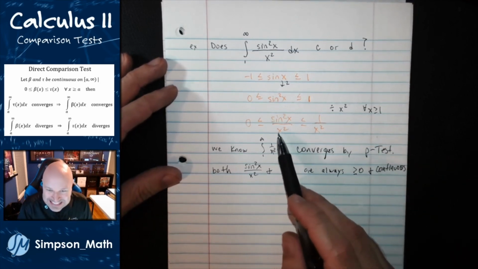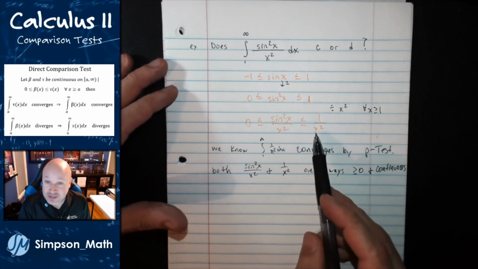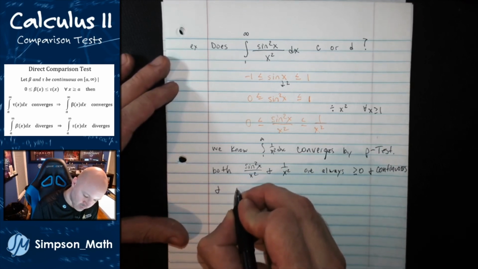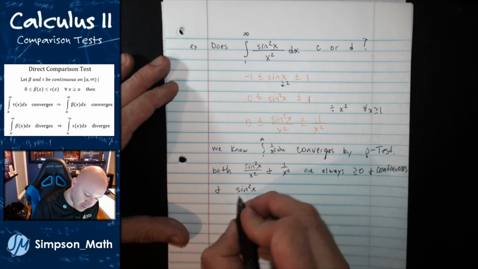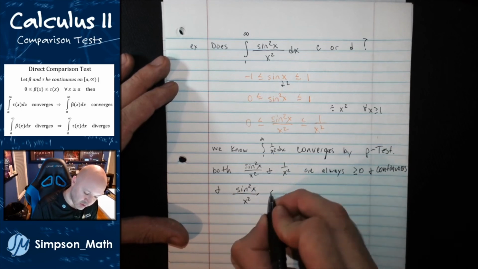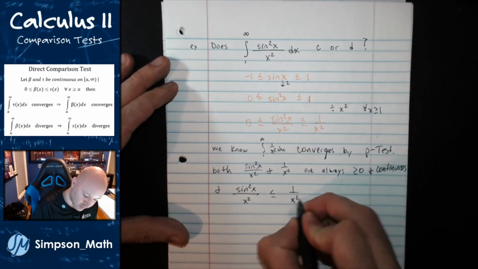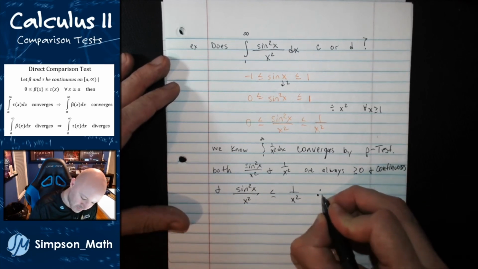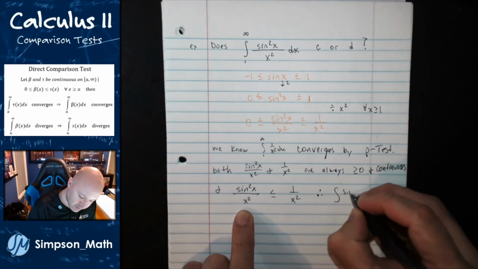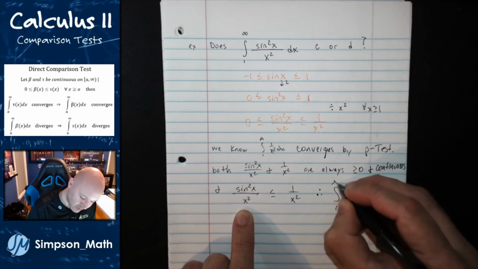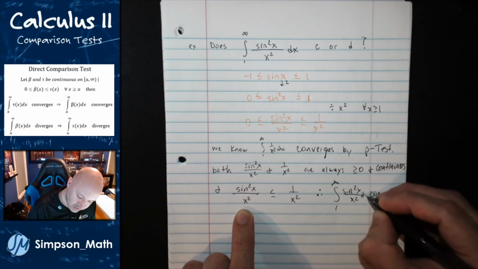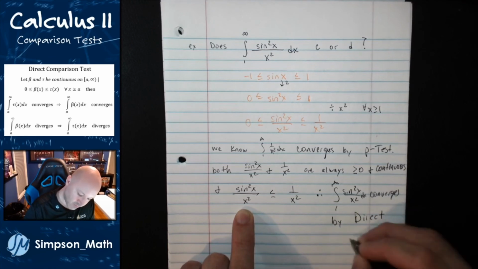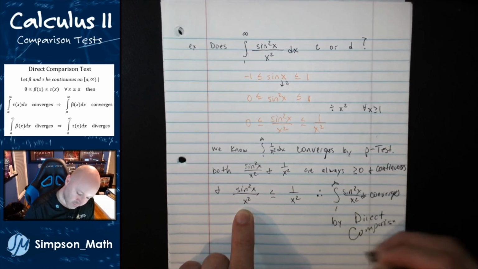And because 1 over x squared converges and this is less than that, or because sine squared of x over x squared is always less than or equal to 1 over x squared, we know, therefore, the integral of sine squared x over x squared from 1 to infinity converges by the direct comparison test.